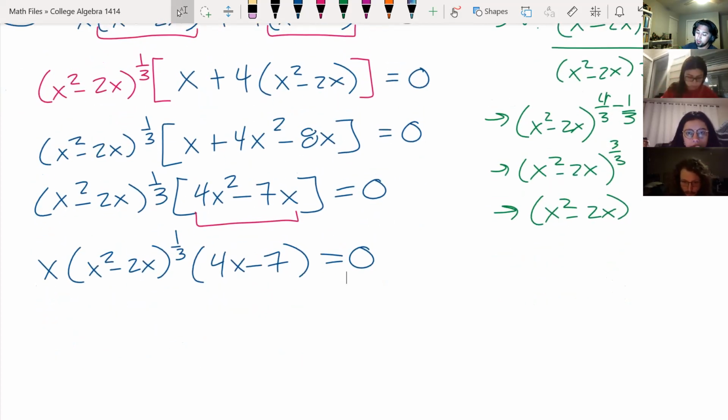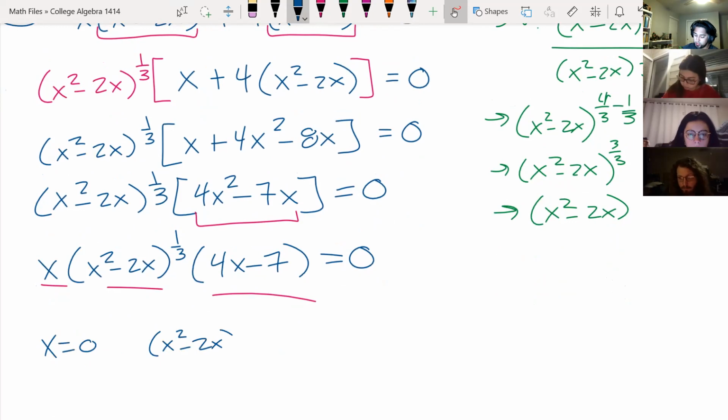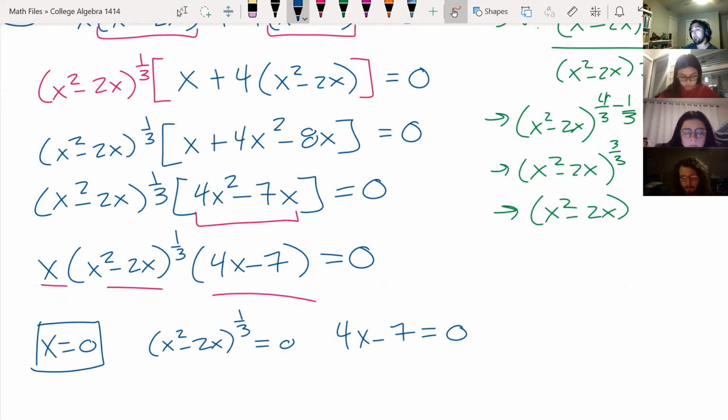Okay. And now we can set each term equal to 0. So you'll get x equals 0. x squared minus 2x to the 1/3 equals 0. And 4x minus 7 equals 0. Hey, one answer already.